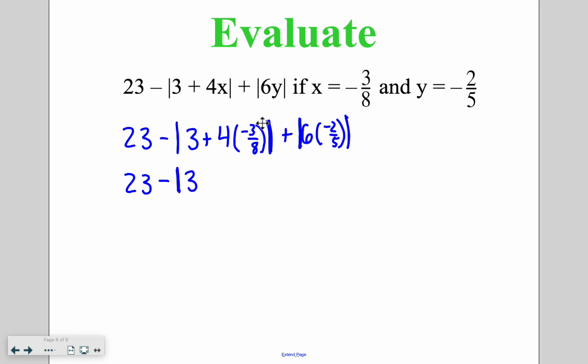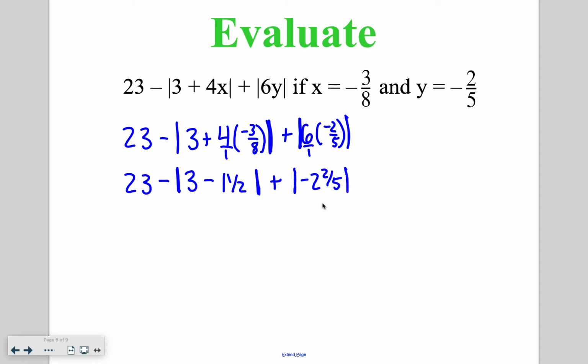4 is going to be multiplied by the numerator. Remember, you can treat that as 4 over 1. So I have -12 over 8. -12 over 8 can be reduced by dividing both of those quantities by 4, and that's going to give me -3 over 2, or -1 1/2. Then in my second one, I have 6 times -2/5. You can treat that as 6 over 1. So I've got 6 times -2, which is -12 over 5. That can be simplified to -2 and 2/5.